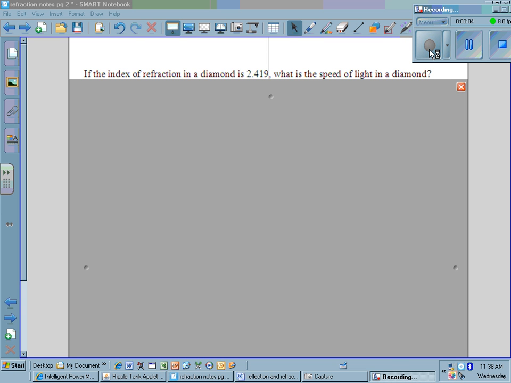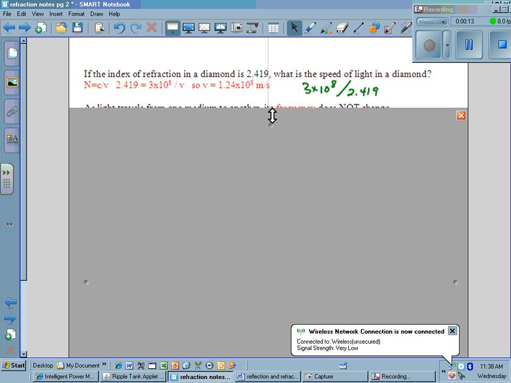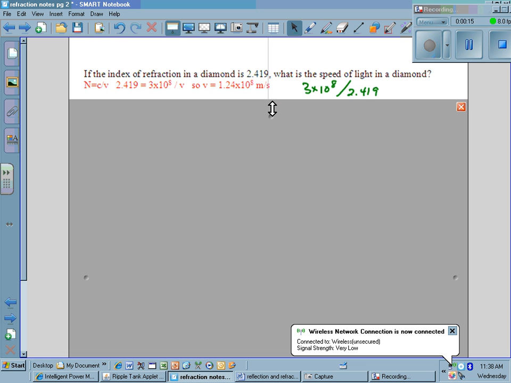The first question says, if the index of refraction in a diamond is 2.419, what's the speed of light in the diamond? I'm going to use the equation n equals c, the speed of light in a vacuum, divided by v. I'm looking to find v. So I put in 2.419, the index of refraction for diamond, multiply by v, and divide the 3 times 10 to the 8th, the speed of light, by 2.419. That gives me a speed of light in a diamond of 1.24 times 10 to the 8th meters per second.